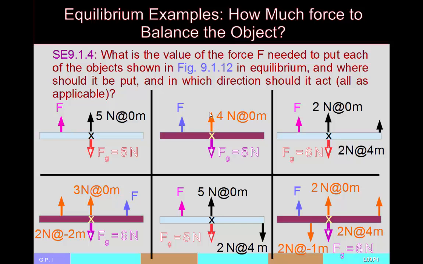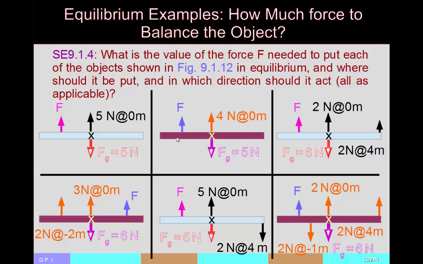For the second one, you have an upward force of 4 newtons and a downward force of 5 newtons. The 4 and 5 are both at the center of mass of the system. So the question is, how much force is needed to balance the system? Well, if this is 5 and this is 4, then you need 1 newton upward in order to balance all the forces on the system.